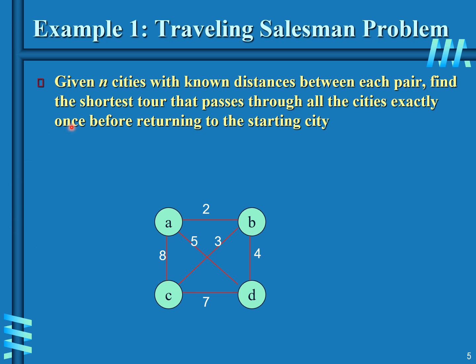What is the TSP? Given n cities and the distance between each pair of cities, we have to find the shortest tour which visits all the cities exactly once before returning to the starting city. The traveling salesman problem can be framed as a weighted graph problem, where the cities are represented as vertices and the distances between the cities as edges. A is one city, B is another city, and the distance between these two cities is 2. Likewise, you transform this problem into one weighted connected graph.